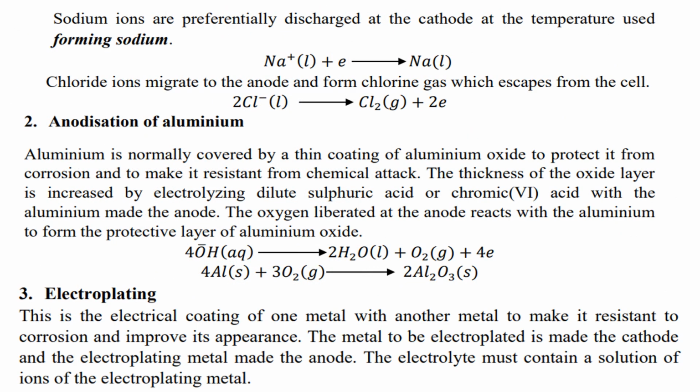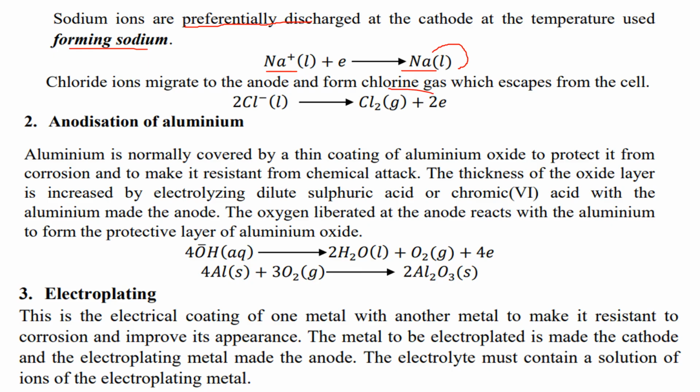So in decomposition, the sodium ions are going to be preferably discharged at the cathode in preference to the hydrogen ions from the water, and the reason for that is because the sodium ions are present in higher concentrations because we are using molten sodium chloride. So at the temperature used, forming sodium at the cathode. So at the cathode, sodium is going to be discharged, giving off sodium atoms in terms of liquid. So the chloride ions are going to migrate to the anode, forming the chlorine gas.